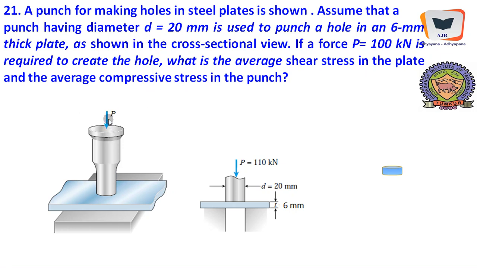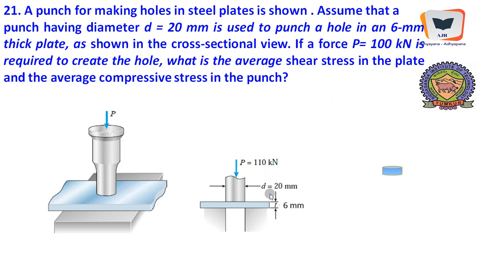with a load, with a force, huge force, so that it will pierce through this plate and there is a hole created. Having a diameter of d equal to 20 millimeter, therefore the hole that is created will also be 20 millimeter in diameter, is used to punch a hole of 6 millimeter thick plate. This plate has a thickness of 6 millimeter. The cross section is also shown over here.